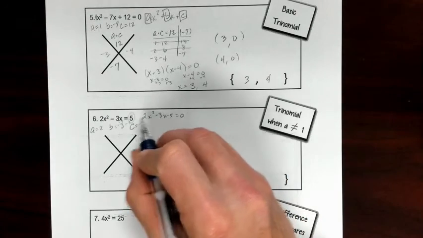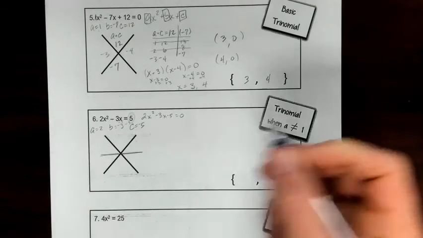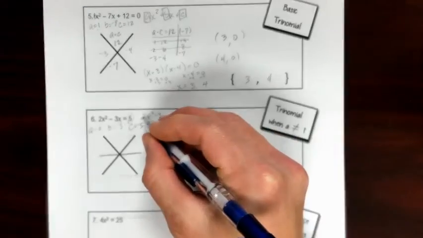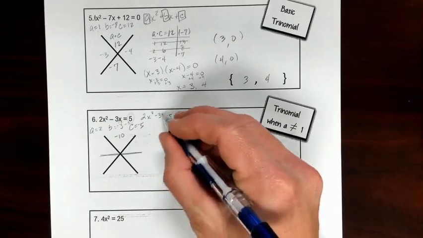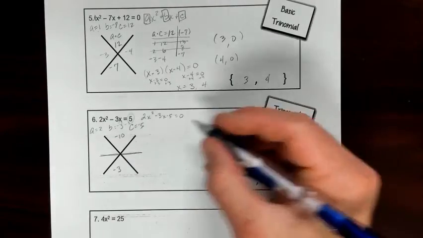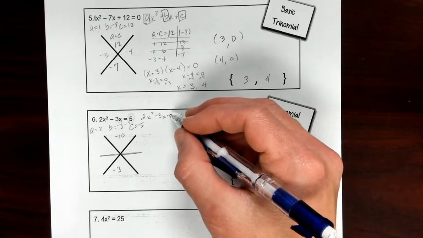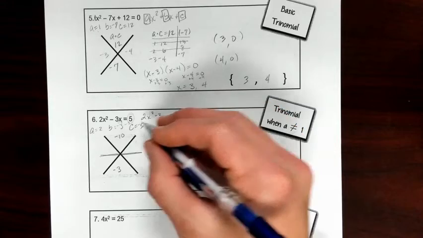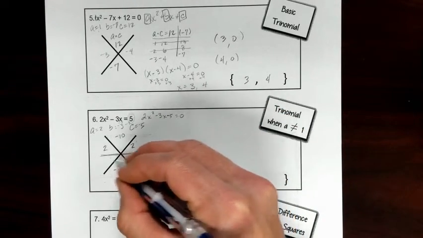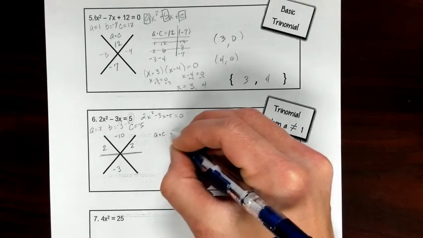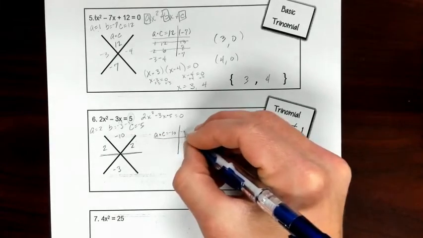Now, once again, we're looking for factors of a times c. So we're making our asterisk. So factors of a times c, so factors of negative 10, that add or subtract to give me negative 3. And I'm saying subtract because two numbers that multiply to give me a negative have to have different signs. Now, once again, a goes in the top, and we're looking for factors in the bottom. So again, a times c, or negative 10, that add to give me negative 3.